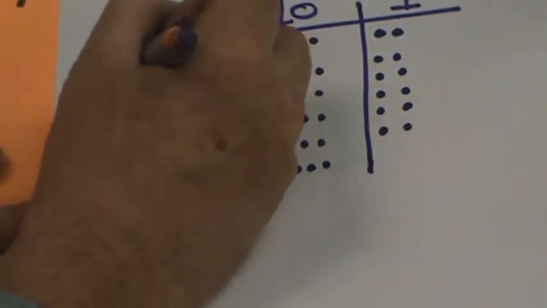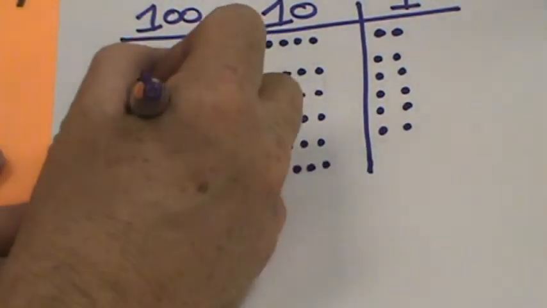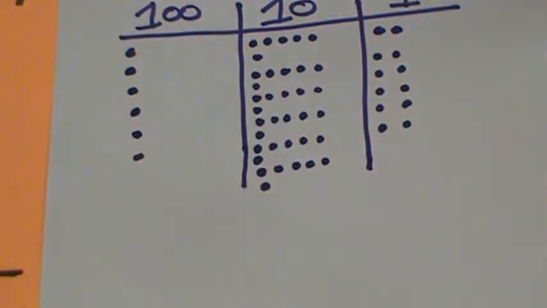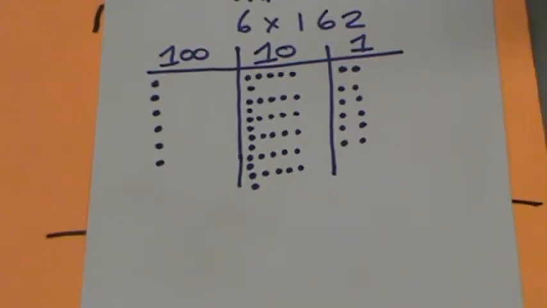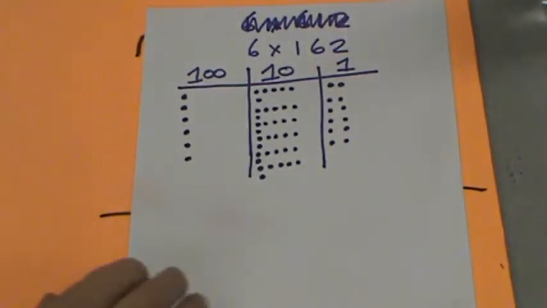6 groups of 1. That's 2 groups of 1, 3 groups of 1, 4 groups of 1, 5 groups of 1, and 6 groups of 1. So this is what it should look like. We've done 6 times 162. And we can see that there's a lot of dots going on here. Dot, dot, dot, dot, dot, dot, dot. I'm going to zoom out a little bit because I'm using pens with a little more heft.